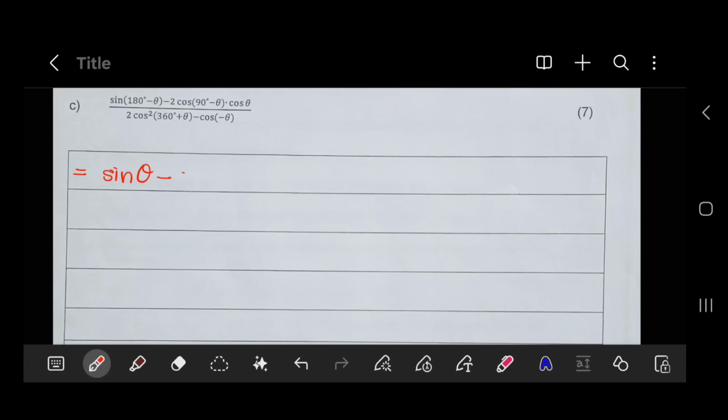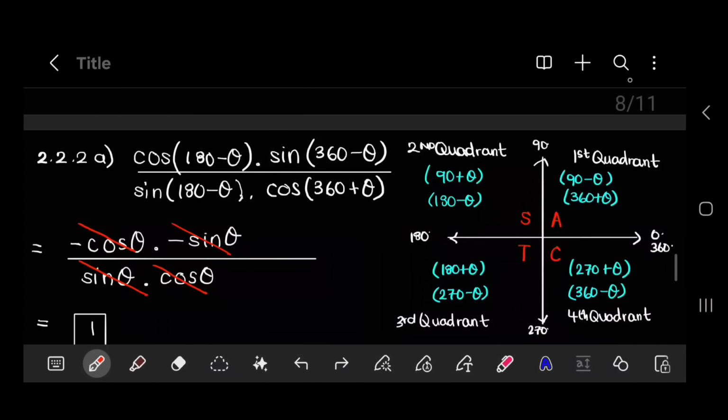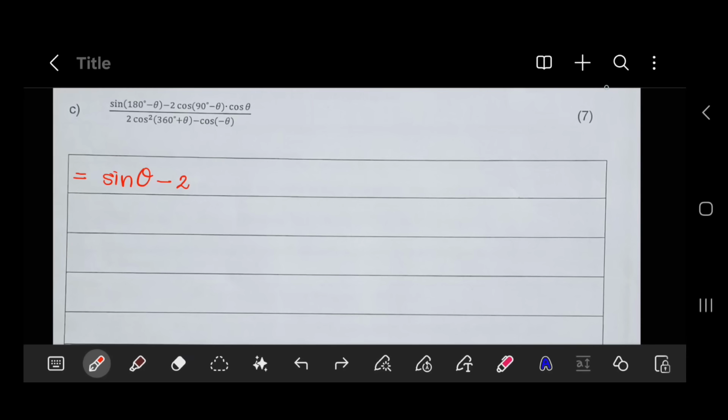Next to that, we've got a minus 2. And the next part I'm focusing on is cos of 90 minus theta. Remember, 90 minus theta is in the first quadrant where all trig ratios are positive, but 90 changes cos into sine. So that will become sine theta. Next to that, that is just being multiplied by cos theta. There is no reduction formula here, so we're going to keep it as is.